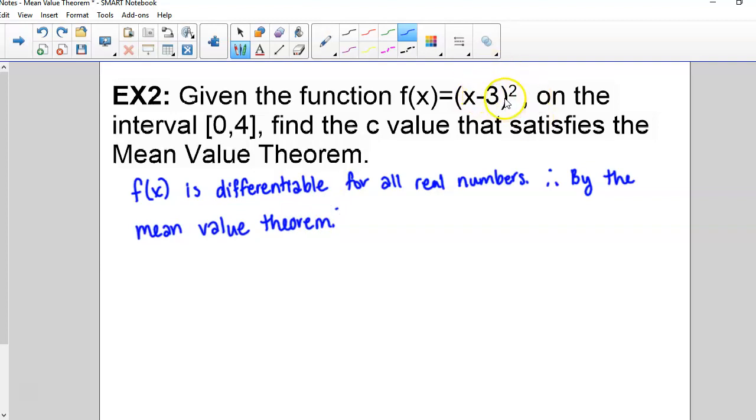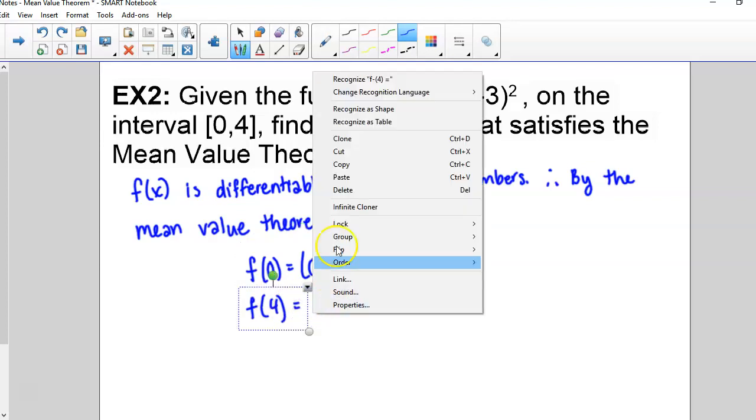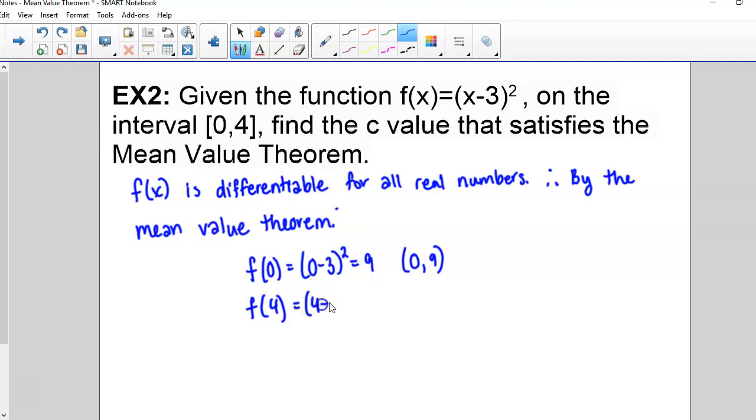So the first thing we want to know for our mean value theorem is the slope through the endpoints. That's our mean value, our average rate of change. So our endpoints are 0 and 4, so we'd say f of 0 would be 0 minus 3 squared, which would give us 9. So that's our point 0, 9. And then f of 4 would be 4 minus 3 squared, which is just going to give us 1. So we have the point 4, 1.